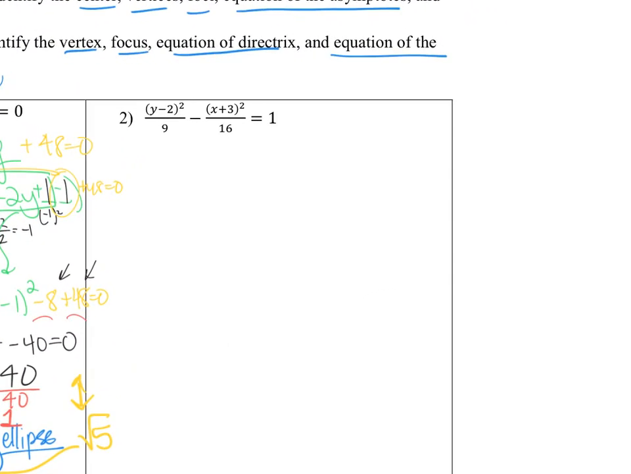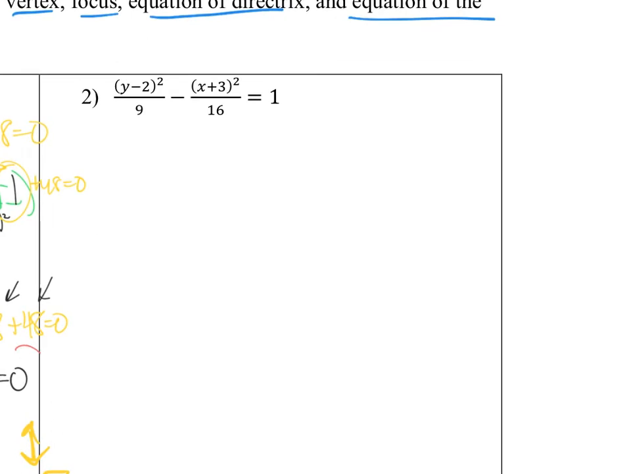Now question 2 looks really nice after all that hard work because we have it already in the form that we need. If you look at it, we see a minus, we have y squareds and x squareds, and we have equal to 1. So we know that that's going to be the hyperbola. And a reminder for our hyperbola, if you see that y is first in front of that minus, we know that it's going to be opening up vertically.